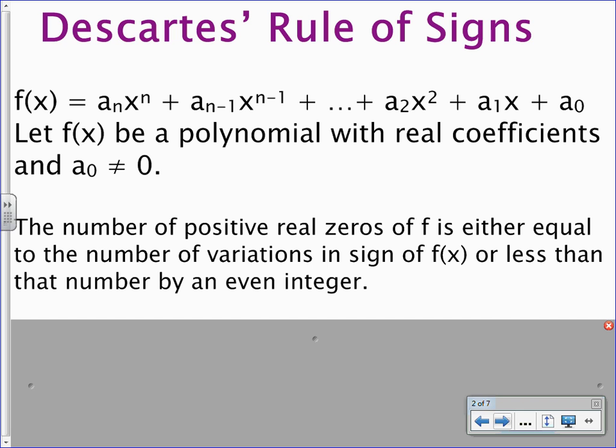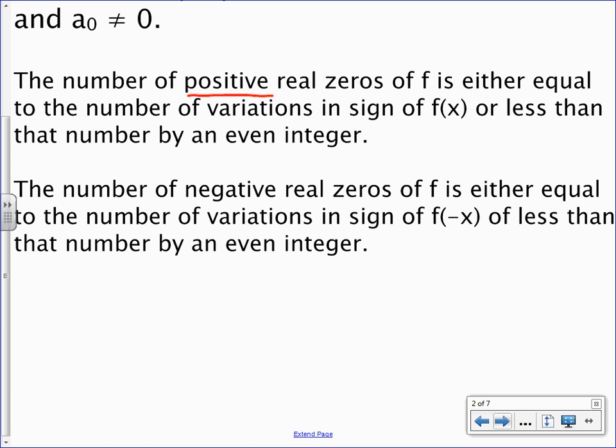Okay, so you're basically going to count the number of sign changes and then keep subtracting 2, because there could be 2 imaginary zeros. Okay, so if your number is 3, then you're going to say 3 or 1. Okay, your number is 5, 5, or 3, or 1. Okay, because we don't know about those imaginary zeros, but we know they come in pairs. Okay, now this is for positive real zeros. If we look at f of negative x and count the sign changes, that will tell us how many negative real zeros we're going to have in our polynomial.